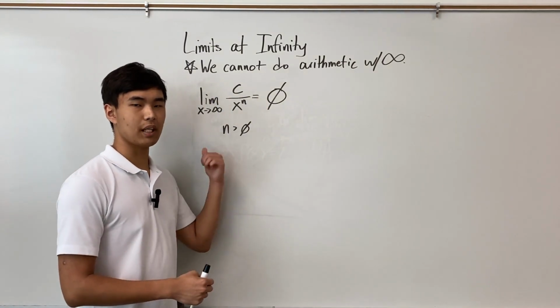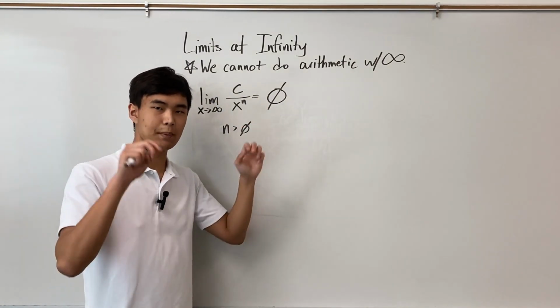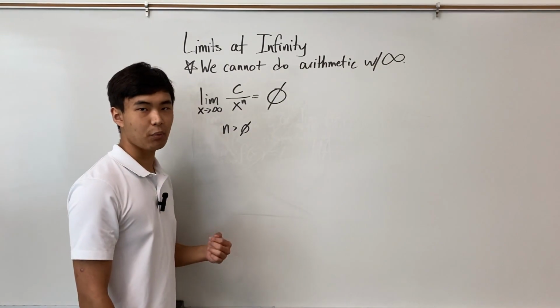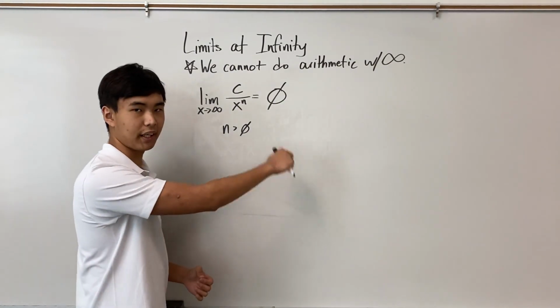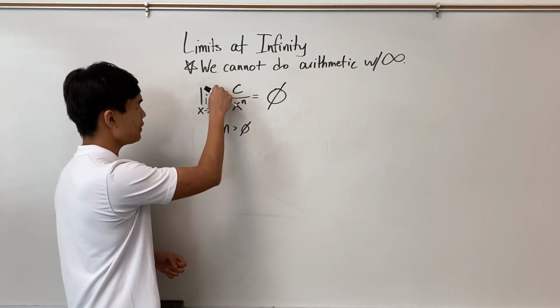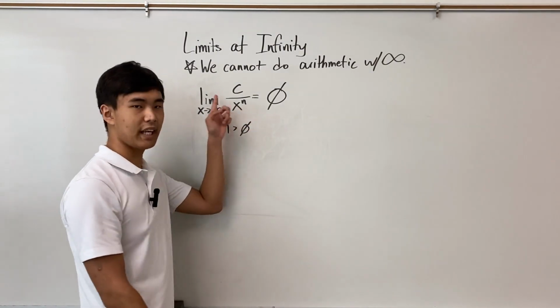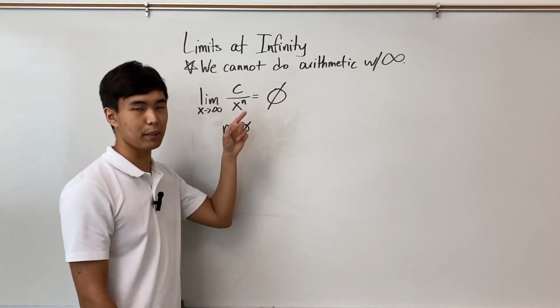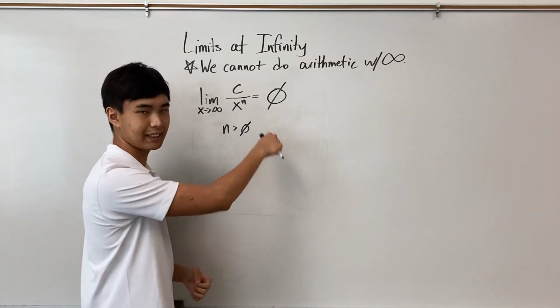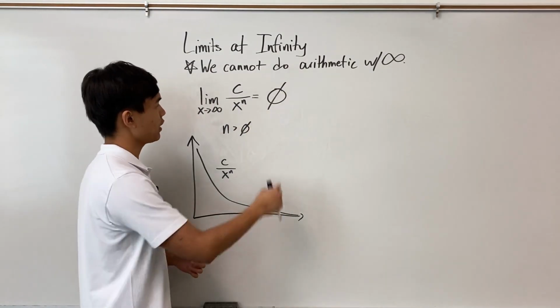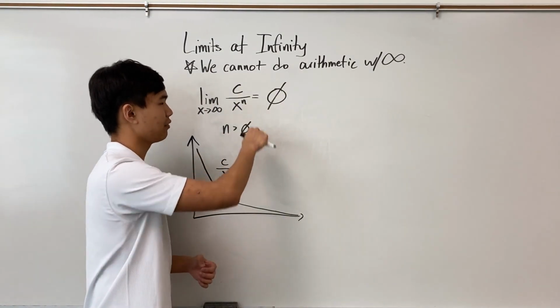And an important thing to note is that we can't just do arithmetic with infinity. But when we're solving a limit, we still want to be able to direct substitute with infinity. And to do so, we're going to take advantage of this limit right here. So this reads, the limit as x approaches infinity of any constant over x to any power greater than 0 is equal to 0. This makes sense because we know that we have a constant up top and a power of x on the bottom.